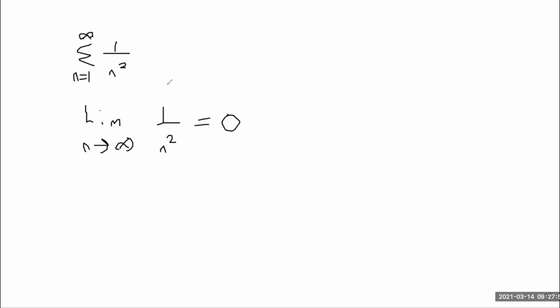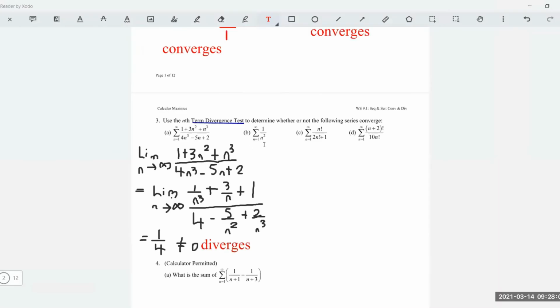Since the limit is 0, this clearly converges. So good. So we can say this converges, because the nth term is going to 0. Now let's look at part C.